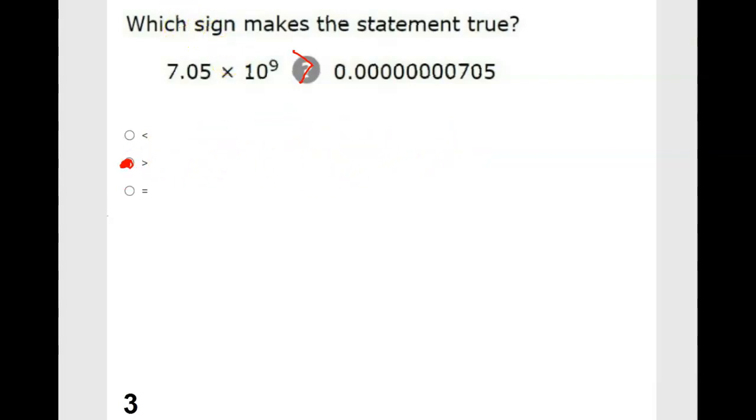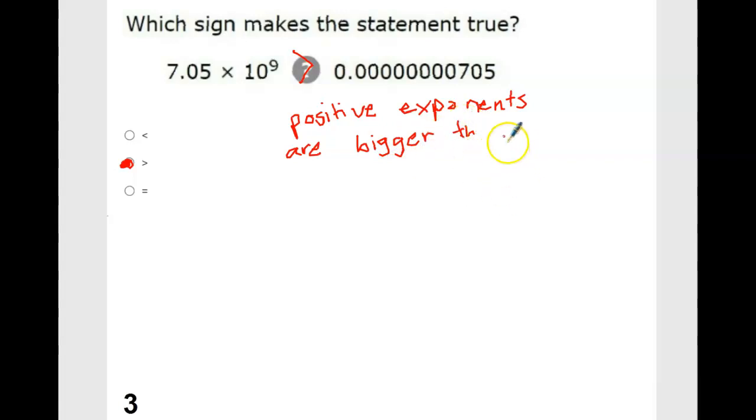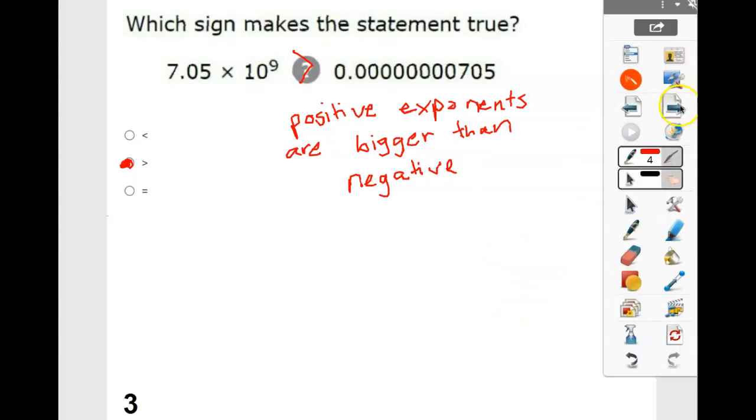And for this one, I'm just going to have you write positive exponents are bigger than negative. And that is what you need to know to compare those. Go ahead, pause the video, write, and then move on when you're ready.